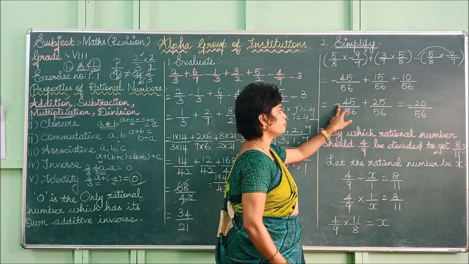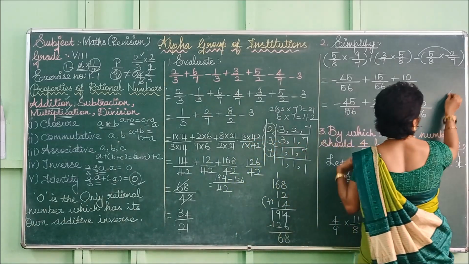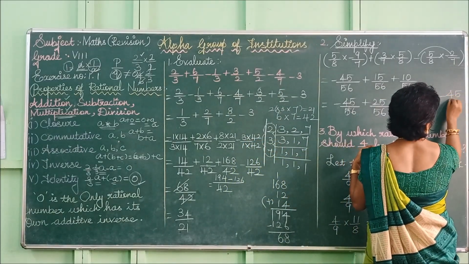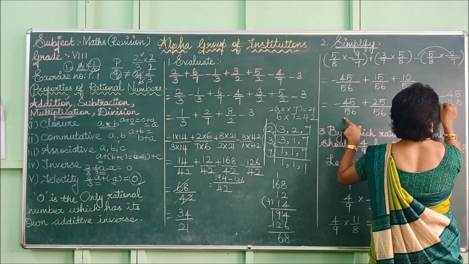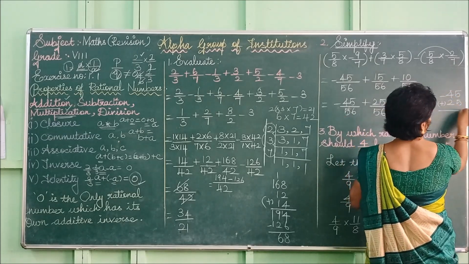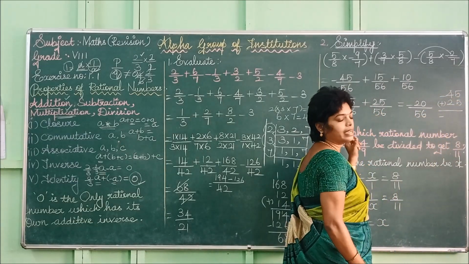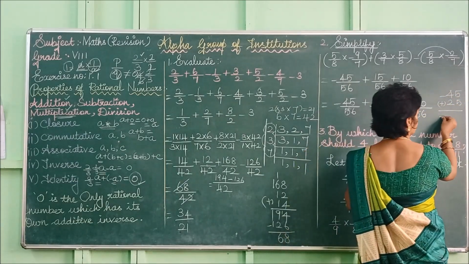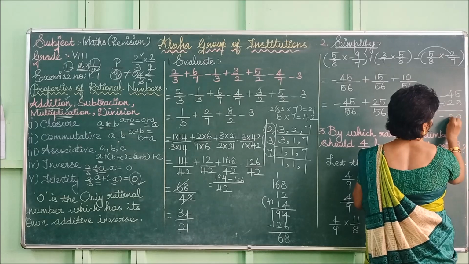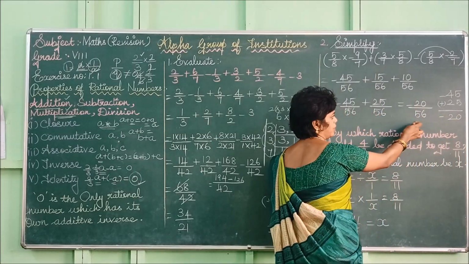Look at the numerator. Minus 45 plus 25. So both are in different signs. You can subtract and put the sign of the highest number. What's the highest value here? Minus 45 is the highest value. You can put the minus sign and subtract the values. 0, 20. So minus 20 by 56.